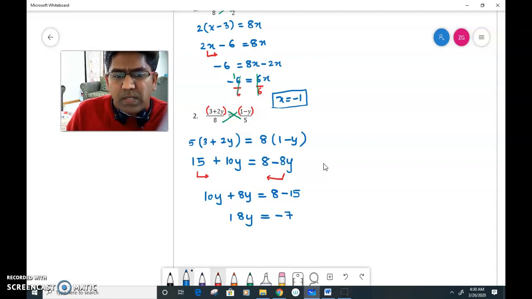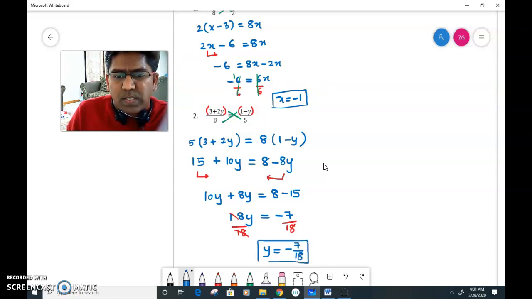I don't want 18, it is in multiplication, you divide both sides by 18. So my final answer here, 18 and 18 will get cancelled. So final answer will be y equals minus 7 over 18.